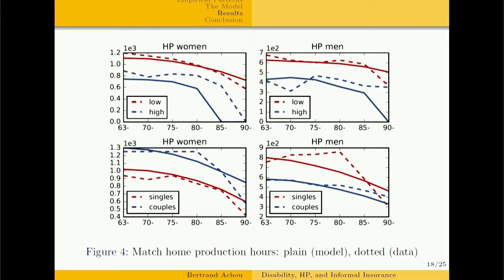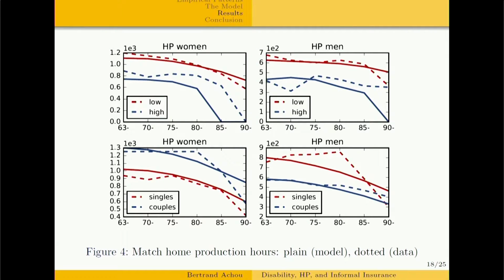Here you've got a bit too many zero hours at the median, because the model leads to too many nursing home entries. That's something I've not matched yet, so that's why you've got this feature here. For hours of home production by men, you also observe that the model can fit quite well this pattern that you observe in the data as a function of age and disability.